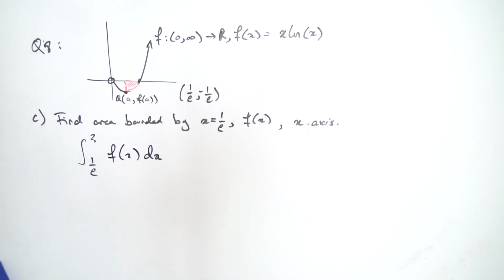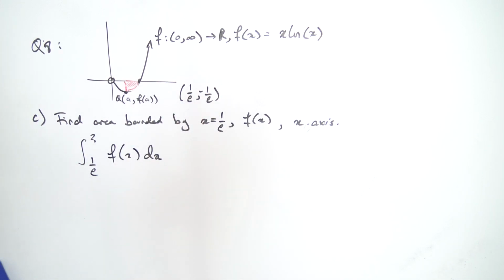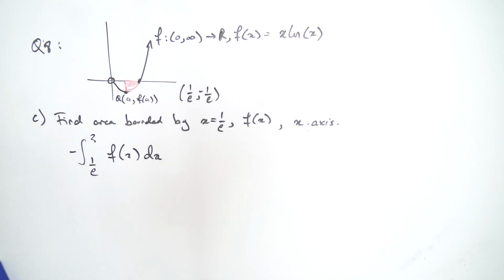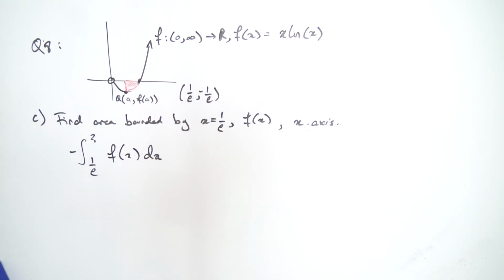But notice one crucial thing. This f of x is actually negative on that interval. So we have to multiply the integral by a negative in order to flip the area up to the top and make it positive.